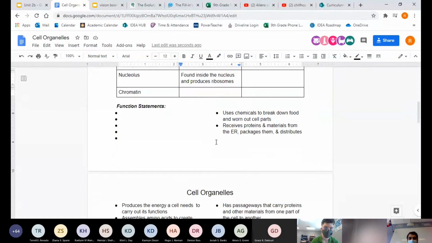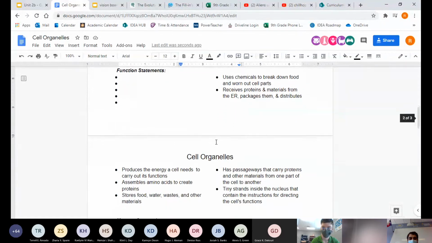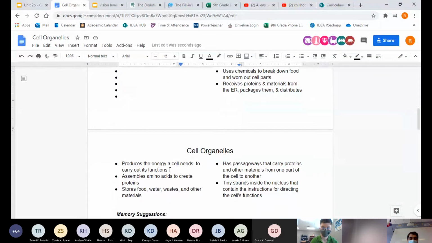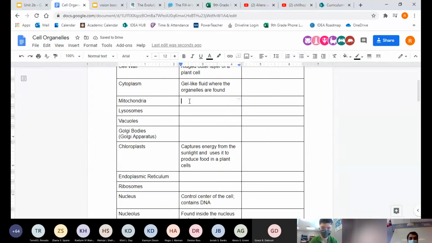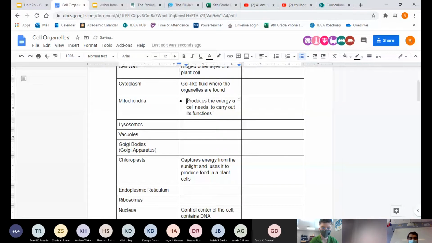But since we are talking about mitochondria, how about produces the energy a cell needs to carry out its functions? Mitochondria is the powerhouse of the cell. The reason it's called that is because it produces energy.